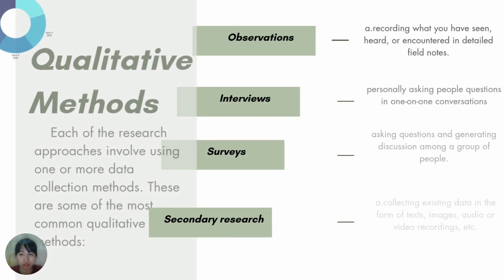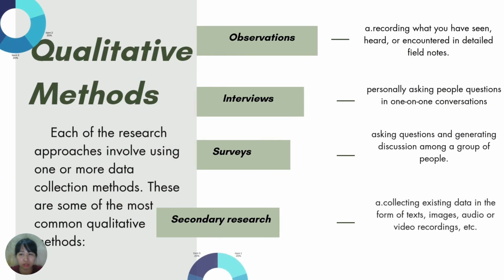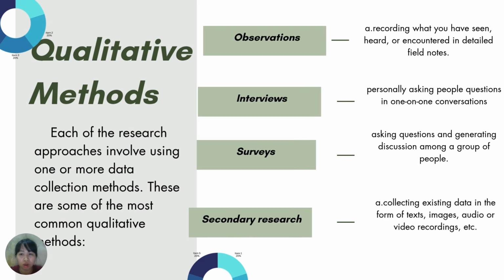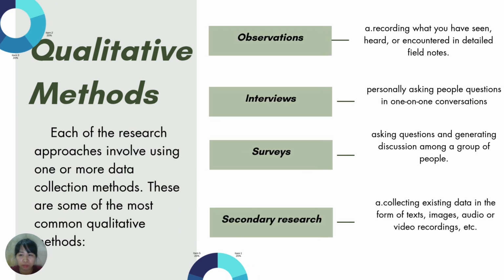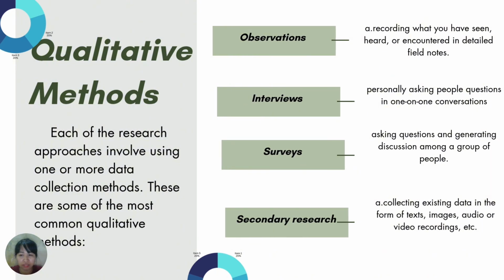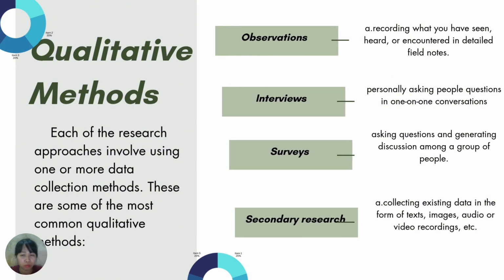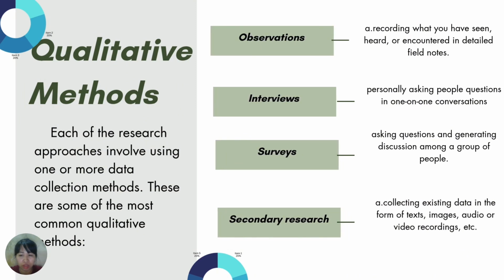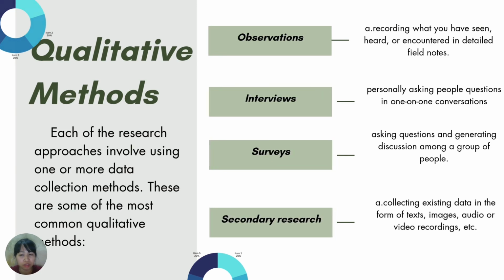And now let's take a closer look at key qualitative methods. First, observation, watching what people do or hear to understand real-life behavior and interaction. Next, interviews help explore people's thoughts, feelings, and motivations through one-on-one questions. Finally, secondary research analyzes existing data such as text, images, or video. In summary, these methods help researchers gain a deep understanding of human experience in context.